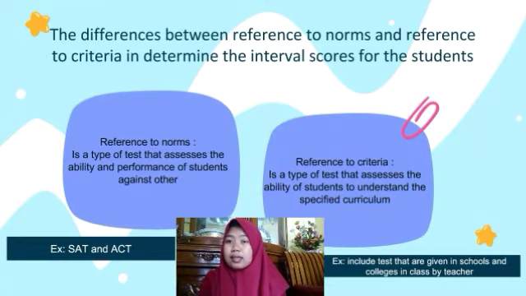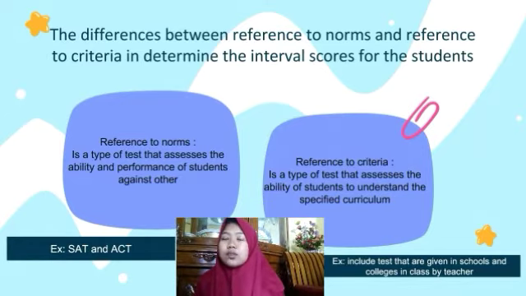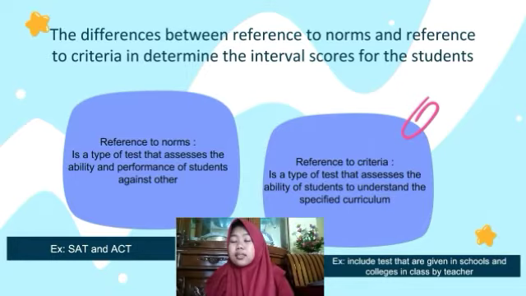SAT and ACT. While criterion-referenced is a type of test that assesses the ability of students to understand the specific curriculum. In this test, the curriculum is set at the beginning of the class, then explained by the instructor at the end of the lesson. The test is used to determine how much the student understands. This test is usually used to measure the level of understanding of students before and after instruction is given.